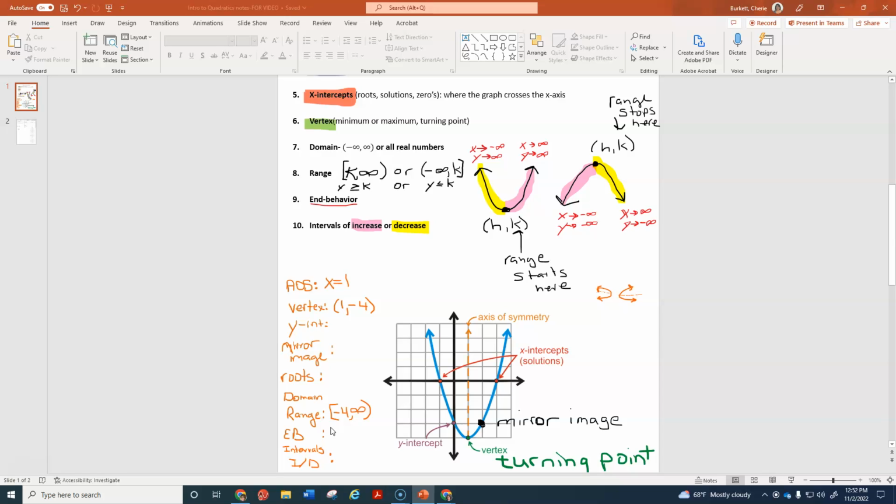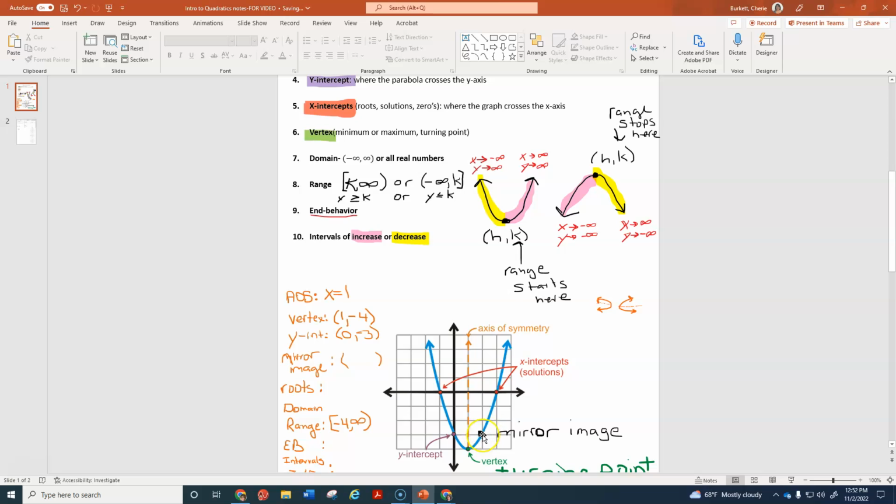Okay, the y-intercept, we just simply look and see where it crosses the y-axis. That looks like it's crossing the y-axis at -1, -2, -3. So it's an ordered pair, remember, so it's at (0, -3). The mirror image is also going to be a point, and the mirror image is also down at -3. It is 1 unit away from the axis of symmetry. The axis of symmetry is at 1, so the mirror image is going to be at (2, -3). This is for graphing purposes.